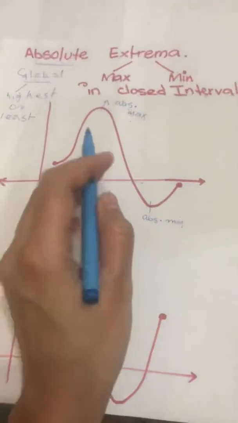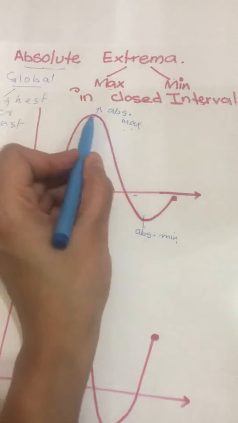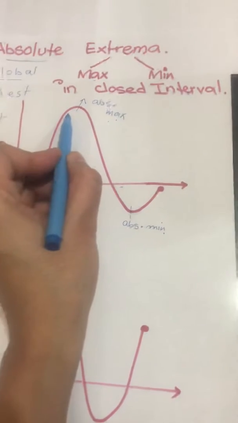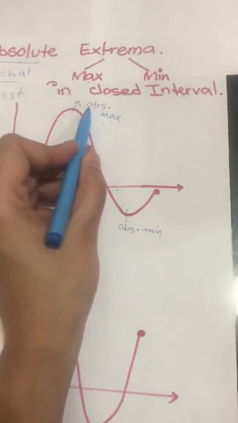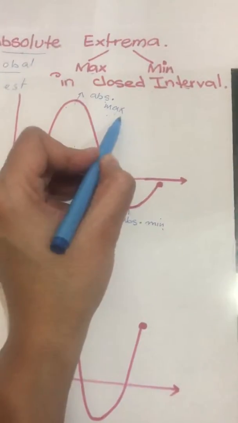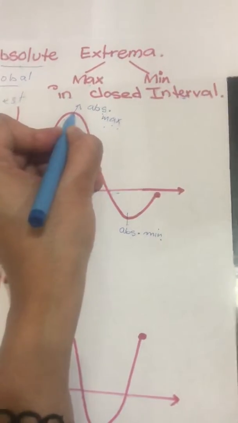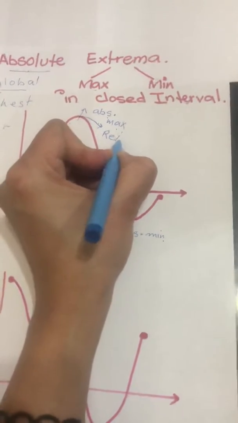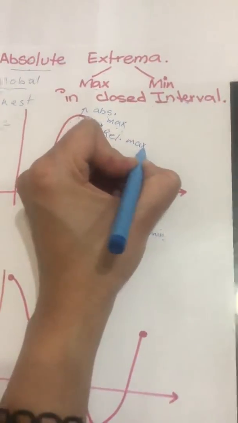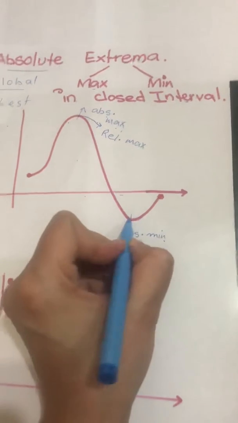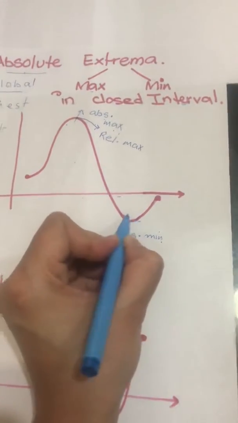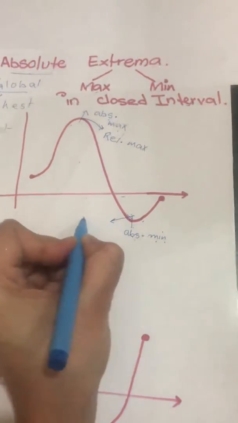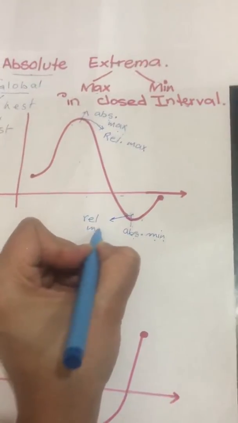Now, in previous videos we also learned that the turning points are termed relative maximum or relative minimum. So although it is the absolute maximum, because of the turning point it is also called a relative maximum. In the same way, this is also a turning point, although it is an absolute minimum, so this is also a relative minimum.